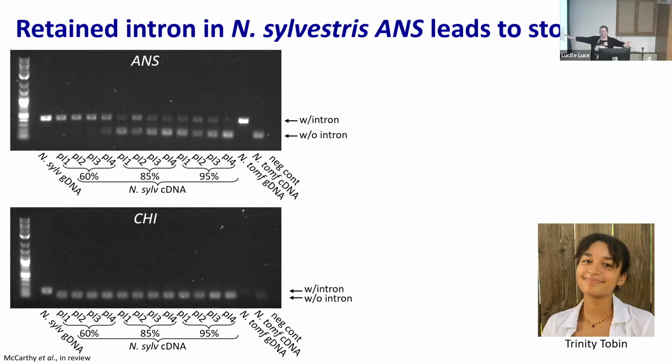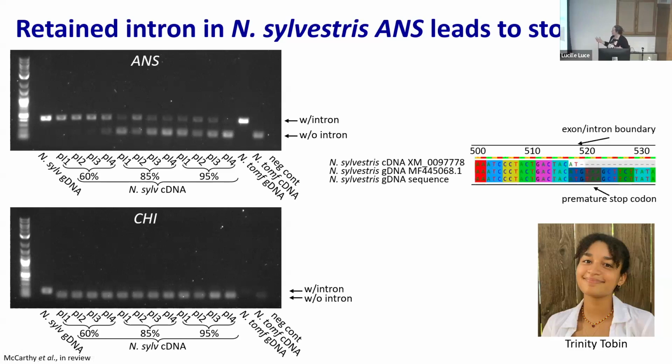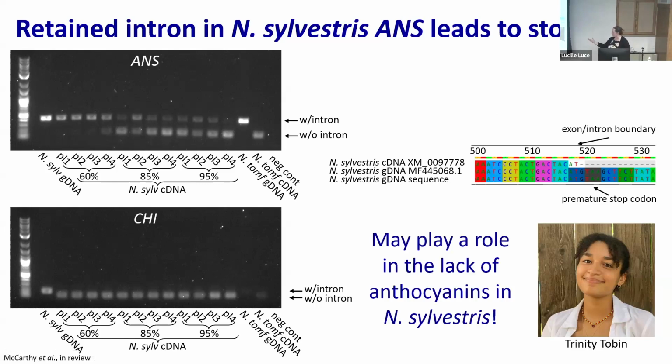This is not DNA contamination. If we do those same samples in a different gene, we can see that we only have transcripts without the intron in our cDNA samples. So something is going on here. We looked at the sequence. And if you leave that intron in, you get a stop codon pretty much right away. So likely these transcripts with the intron in are non-functional. And so this potentially is playing a role in the lack of anthocyanins in the maternal progenitor. We're going to look into more about this because it's just like, what is happening here?